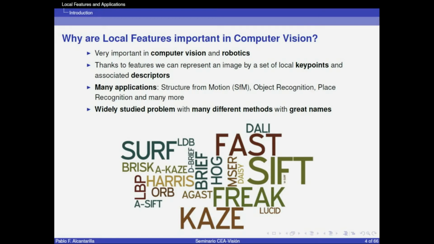It's been a widely studied problem in computer vision, and now we have many different good methods, and some of them have great names. You can read some of them in the figure. We have SURF, FAST, DAISY, SIFT, FREAK, LUCID, KAZE. I will review the most important ones in this seminar, but there are many feature detection and description methods that may be of interest for some particular applications.